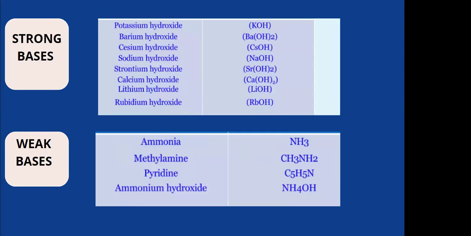Similarly, here we have a few examples of strong bases and weak bases. And you can see one word common in the strong bases: hydroxide, hydroxide, hydroxide. Hydroxide is OH, hydro means water or hydrogen, and oxide is oxygen. So you can easily correlate hydroxide, hydrogen and oxygen, that is OH. So they are your strong bases. And then we have weak bases: ammonia, which we just saw is present in the decomposition of matter, then methylamine, pyridine, and ammonium hydroxide.